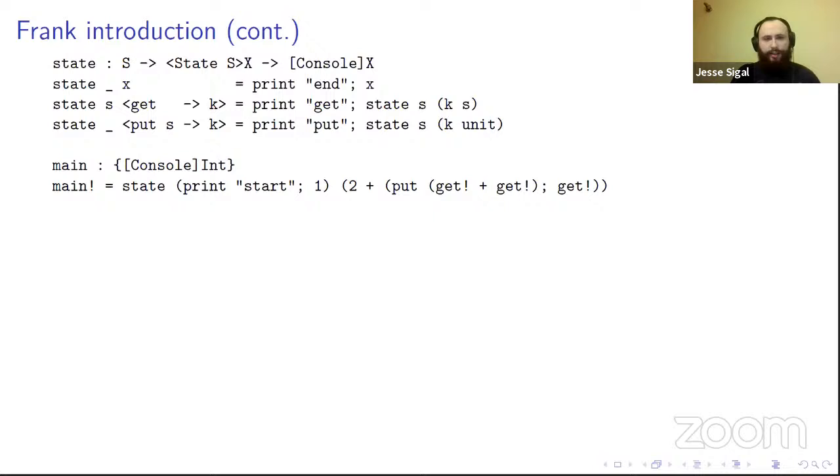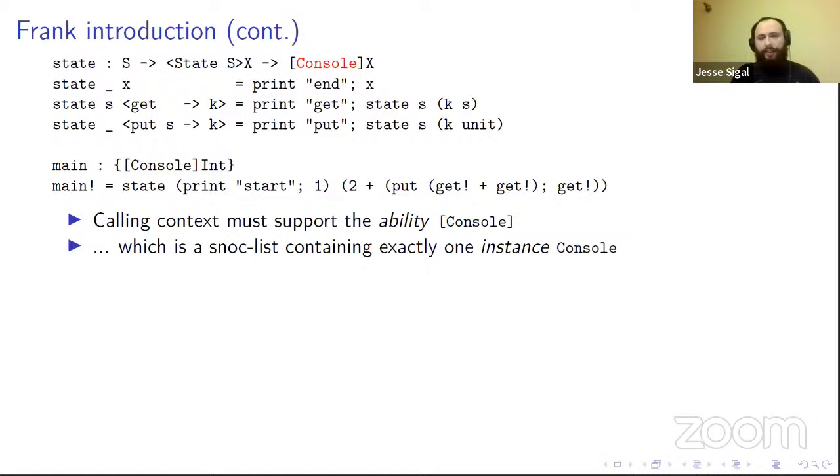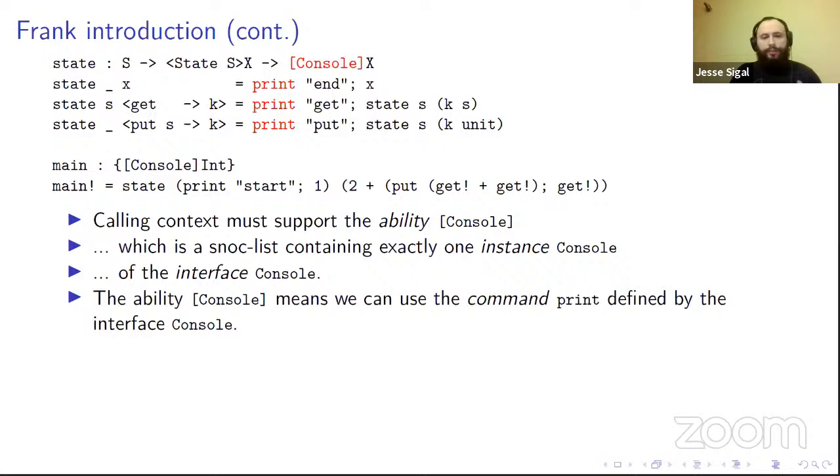So let's analyze this handler slash function. First we see that the calling context must support the ability, which is the singleton list containing console, which I've highlighted here. It's a snoc list, so the head is on the right, containing exactly one instance of the interface console, which is a built-in effect, which means it's going to be handled by the runtime. You can have multiple instances of the same interface, which we'll see, but in this case we just have one. The ability console means that we can use the effectual operation print, which is defined by the interface console. And we can use that in the right-hand side definition of state.